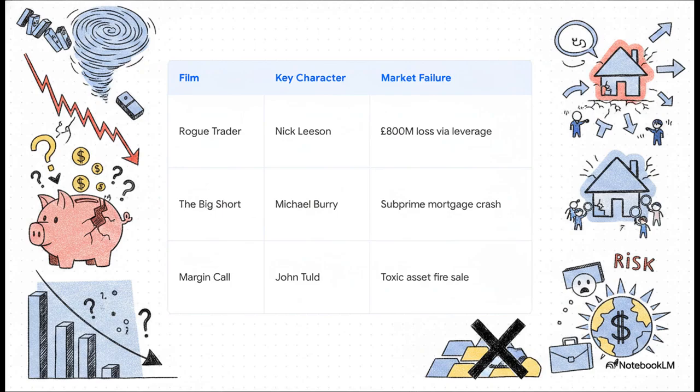In Rogue Trader, we follow Nick Leeson. He's a star derivatives trader who somehow manages to single-handedly generate an £800 million loss through unauthorized, highly leveraged speculation. Crazy, right? Then, in The Big Short, observant outsiders like Michael Burry and Mark Baum realize the U.S. housing market is essentially a house of cards built on risky loans. Finally, in Margin Call, you've got a panicked boardroom led by CEO John Tuld reacting to risk analyst Peter Sullivan's terrifying discovery that their firm is catastrophically overleveraged in toxic assets. Basically, each film shows us a different flavor of market failure, a rogue individual, a systemic housing collapse, and total institutional panic.